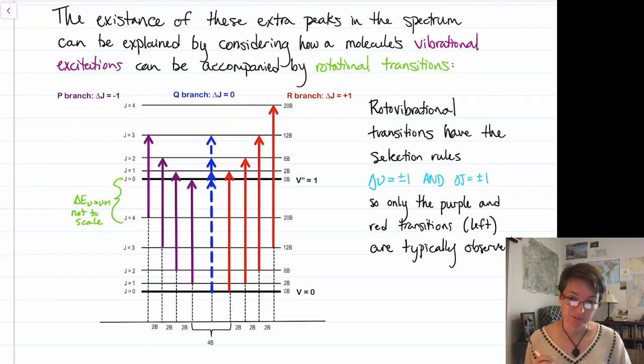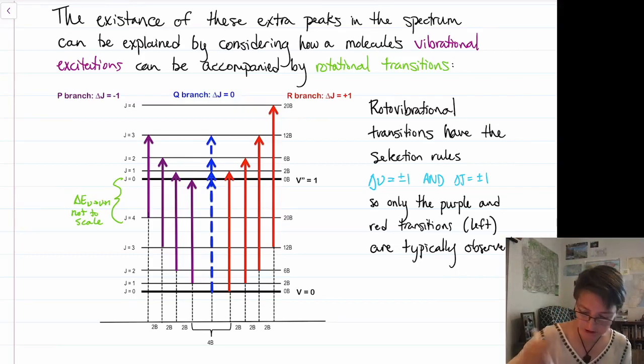However, not all transitions are possible, which is why there's only a few arrows present on this diagram. In fact, rotovibrational transitions have the selection rules that delta nu has to change by plus or minus 1, and delta J also has to change by plus or minus 1. So only the purple and the red transitions shown on this diagram are typically observed. This so-called Q branch, where delta J doesn't change by anything, this would be what ChemCompute would predict because it's just giving us the vibrational frequencies, but it's a forbidden transition, so we don't see it on the IR spectrum.